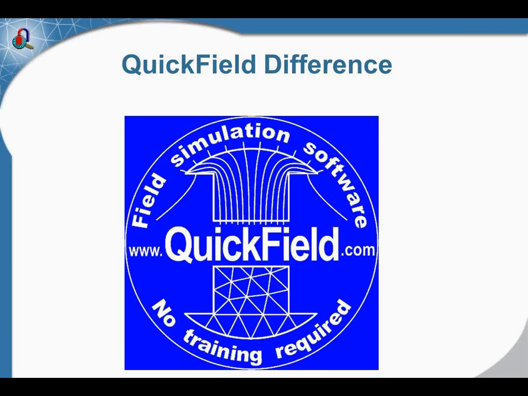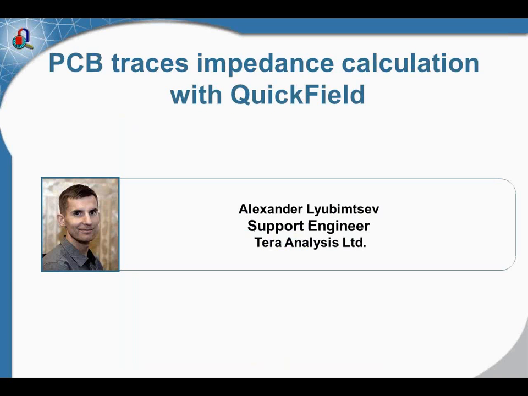Together with losses calculation, which also may be estimated with QuickField, this gives the printed circuit board designer all information he needs for calculating the board or transmission line parameters. My colleague Alex will use this application to demonstrate using QuickField both via its user interface and through its programming interface ActiveField. Now let's see and listen to Alex's live presentation. Thank you.